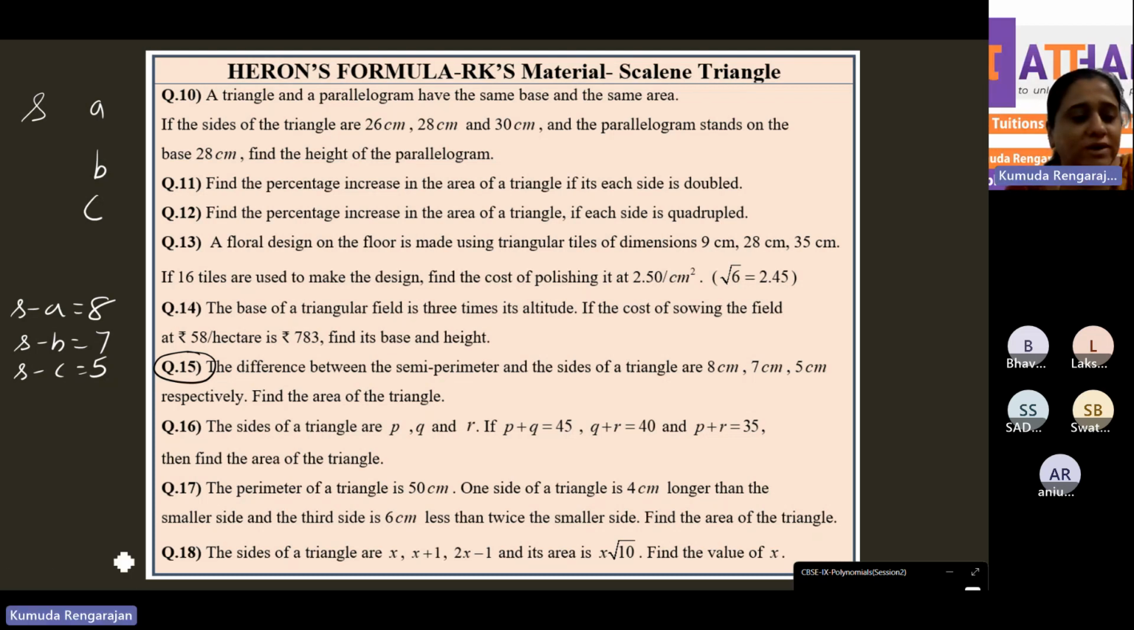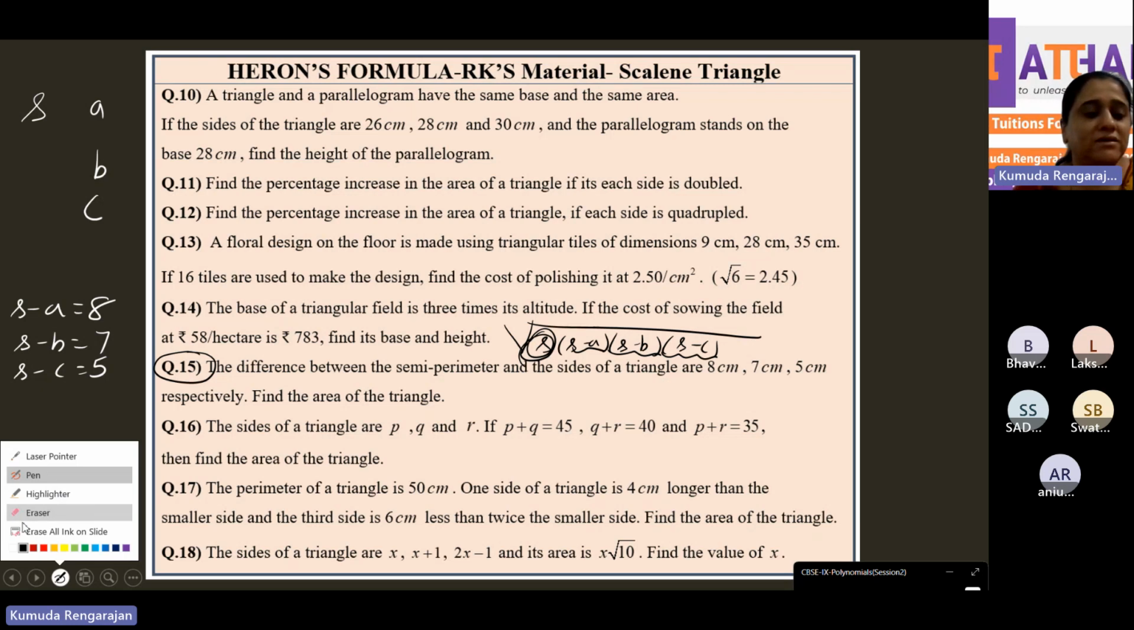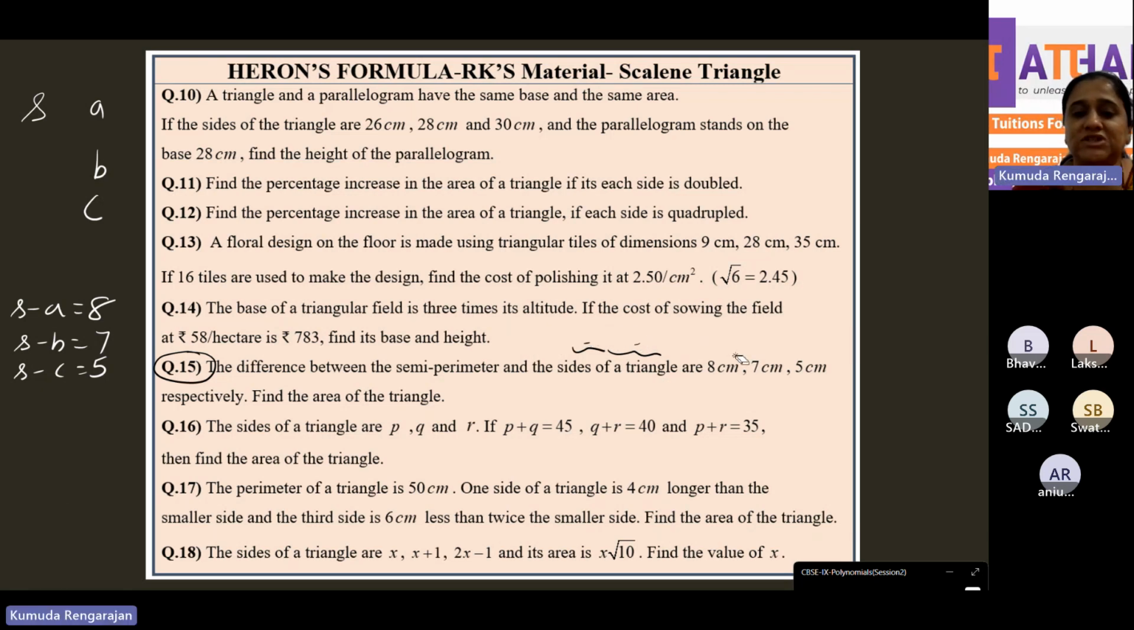So we know that the formula to find the area of a triangle, the Heron's formula, is root of S into S minus A into S minus B into S minus C. So we know the values of S minus C, S minus B, and S minus A straight away. But what about S? Only if you know S, you can substitute the values in this formula and get the answer. So we have to still find S. The given information is not sufficient. Now how to find S?